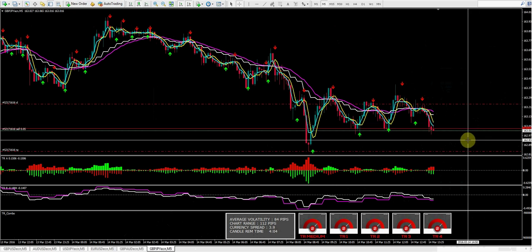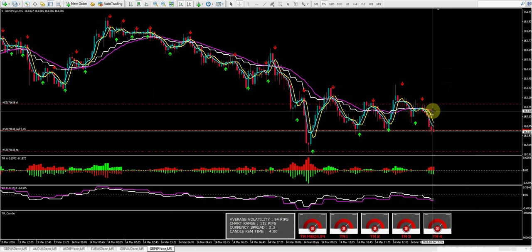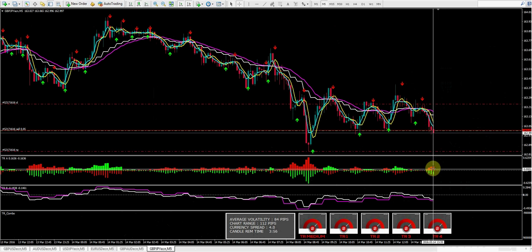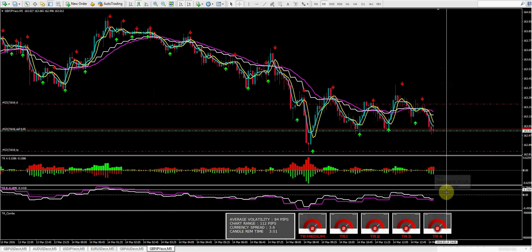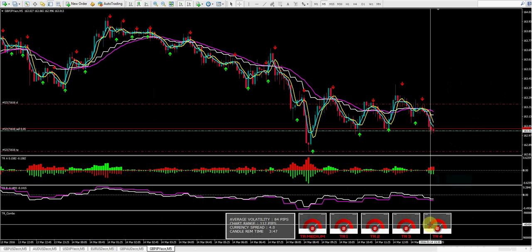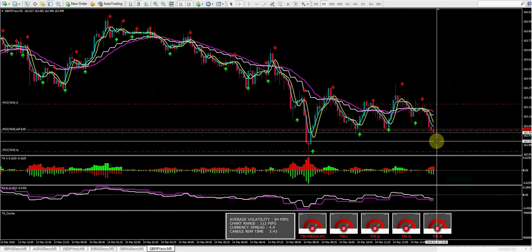But again, as you guys can see here, we have a red arrow here. White line is below the purple line. Blue line is below the yellow line. We have the red bar and a little green bar underneath it. This is below the zero line, and we have all twos here, and they're all red. So all of these are signs that the market is going to continue pushing down.